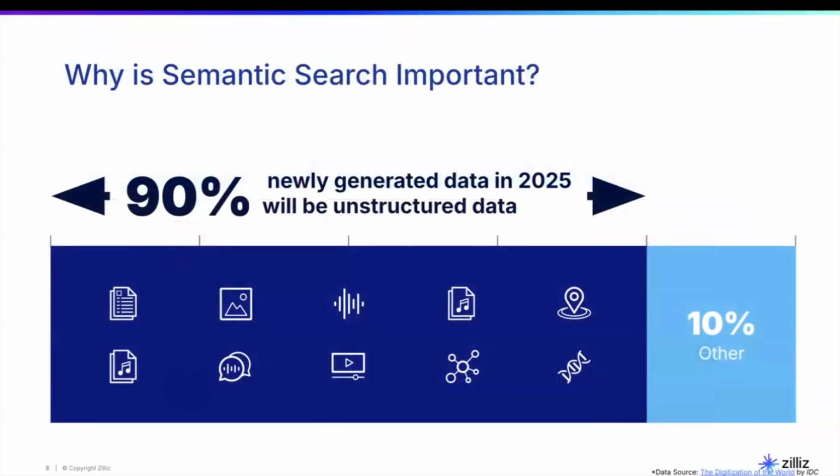So why is semantic search important? Because 90% of data is unstructured, and we need semantic search to search this unstructured data and get value from it. 90% of newly generated data in 2025 will be unstructured data. That's documents, images, videos, audio, geolocation data, data from sensors, all sorts.